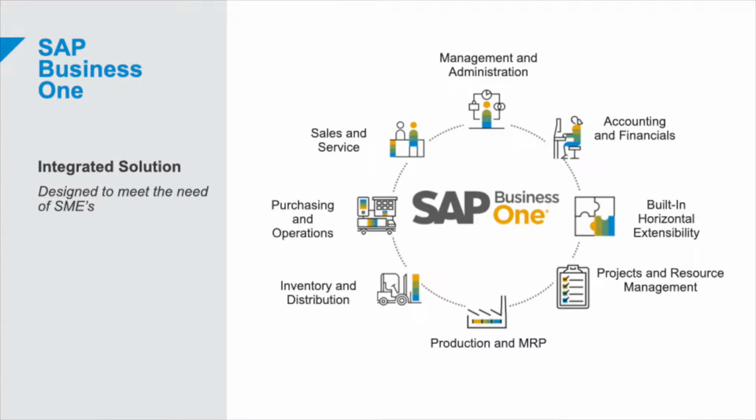Imagine having a singular solution that adapts to every industry's unique need, be it food, electronics, apparel, or even heavy machinery. The universality of SAP Business One ensures it fits like a glove, irrespective of your niche.